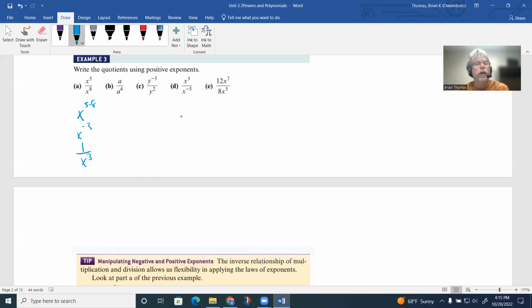So notice how here we'd have a to the power of 1. So this really means a to the power of 1 minus 4. Well, 1 minus 4 would be negative 3. A to the negative 3 would be 1 over a cubed.